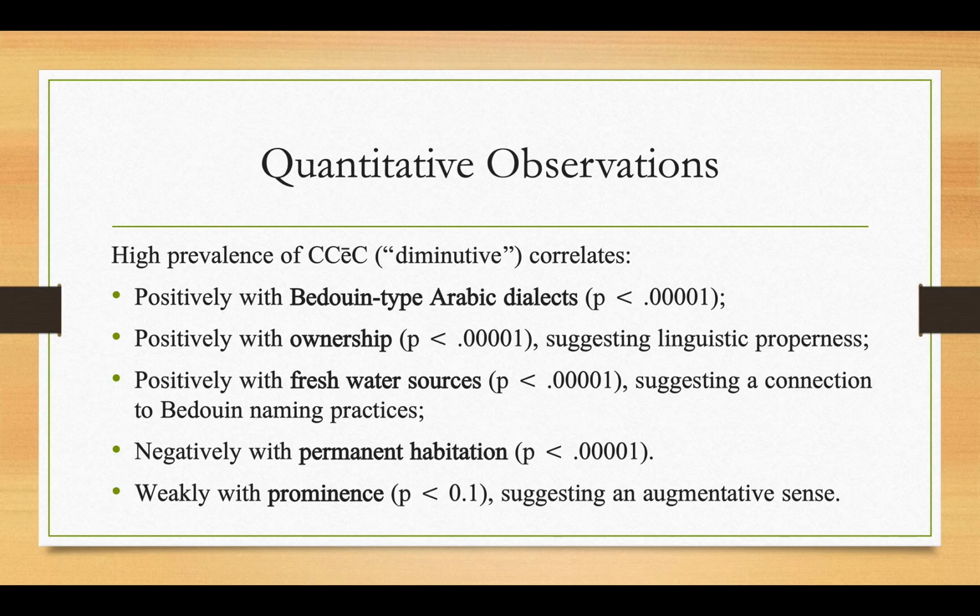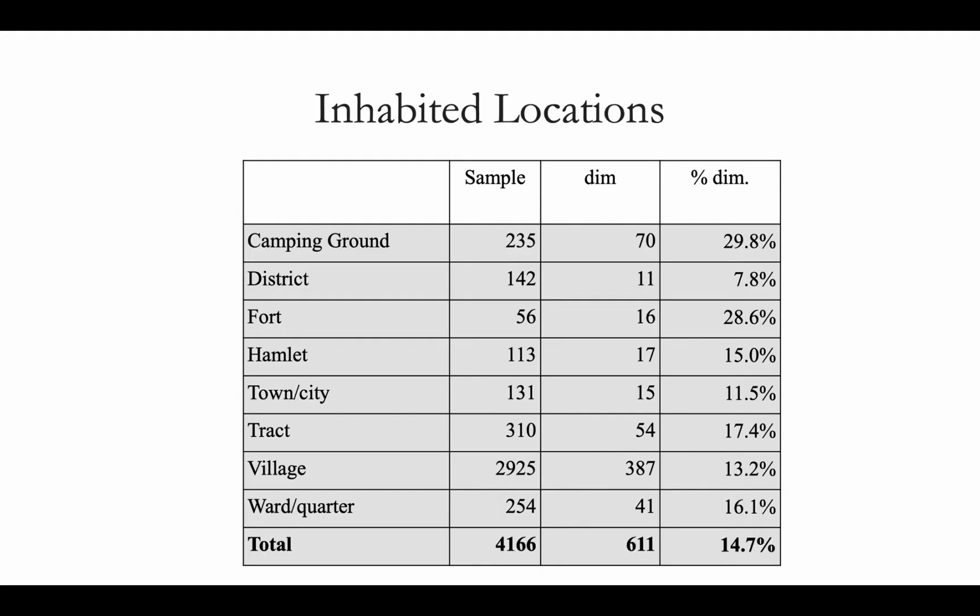In addition, there was a weak link between diminutive morphology and prominence, meaning places such as mountains or capes. So that suggests that, again, the diminutive noun here might have an augmentative sense. Among inhabited locations, the highest proportion of the diminutive was among forts and camping grounds, which suggests a connection with Bedouins' roles in Gulf societies.